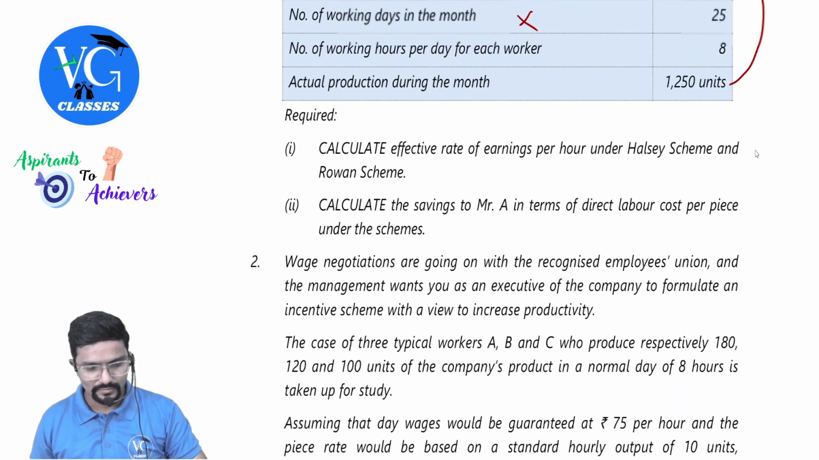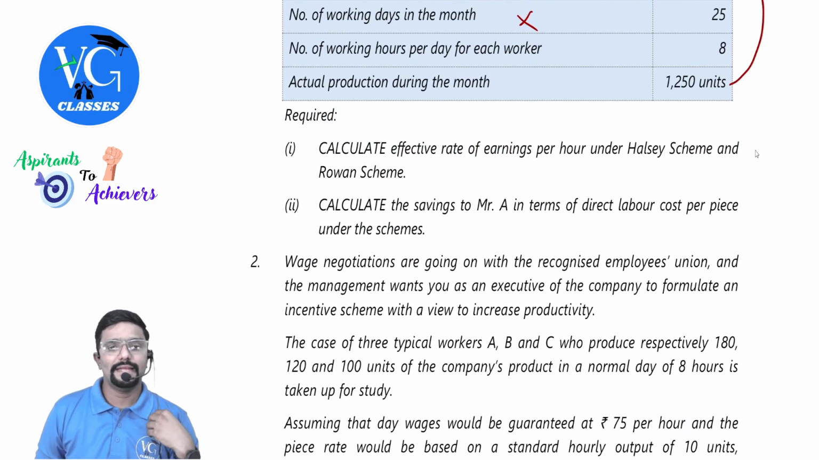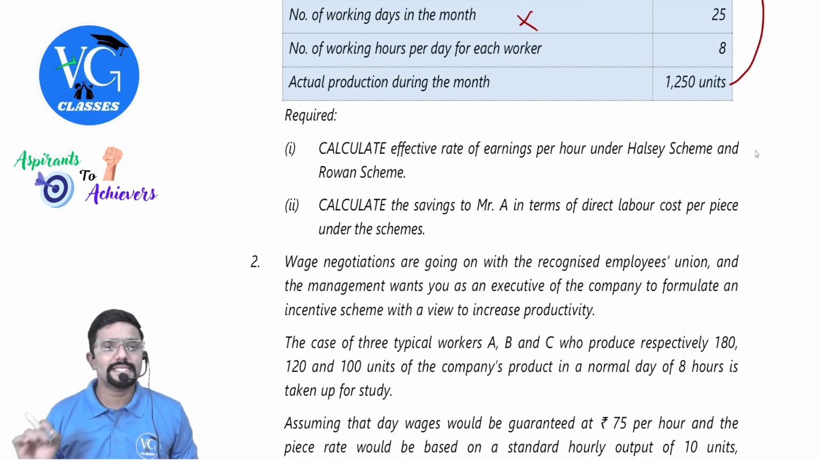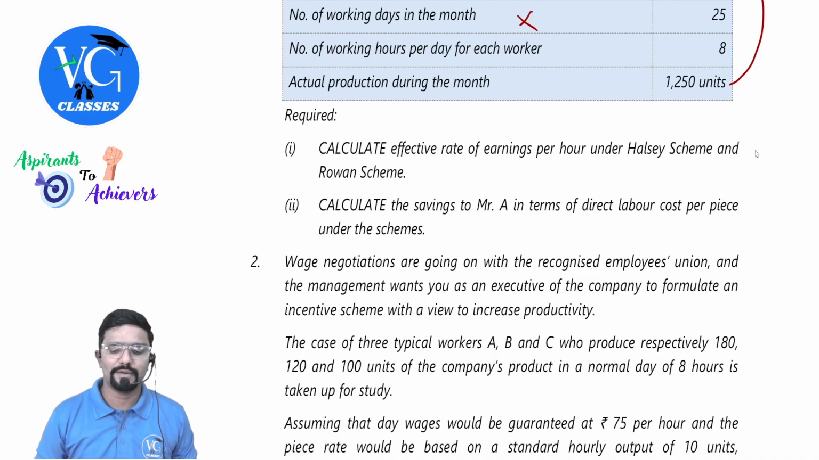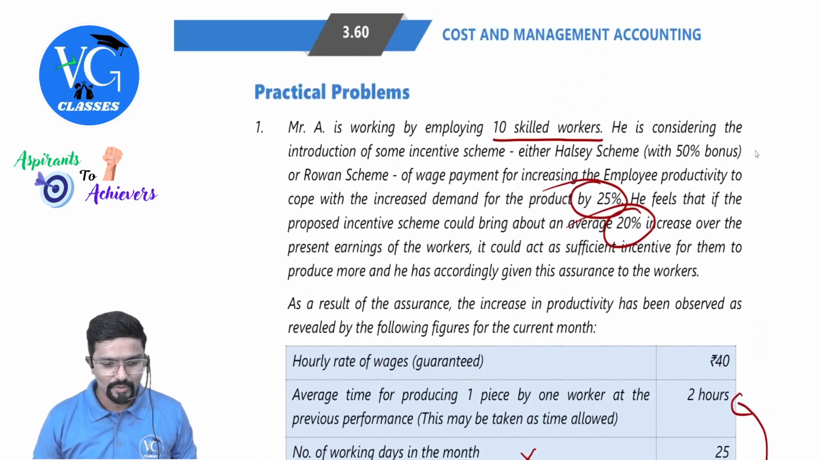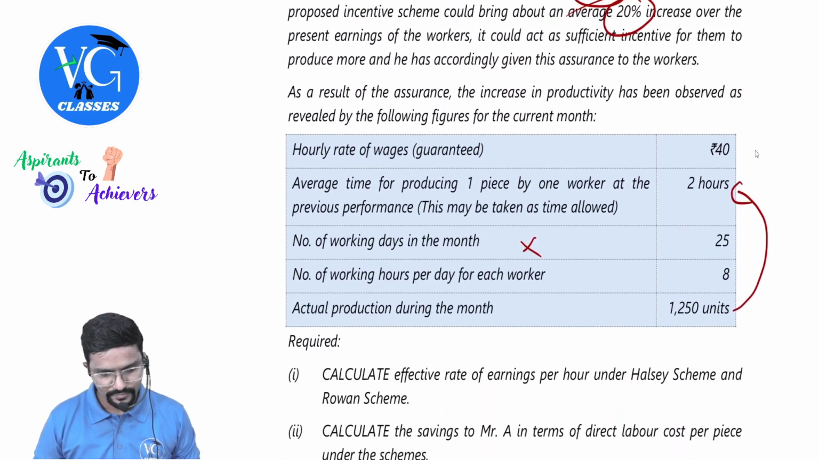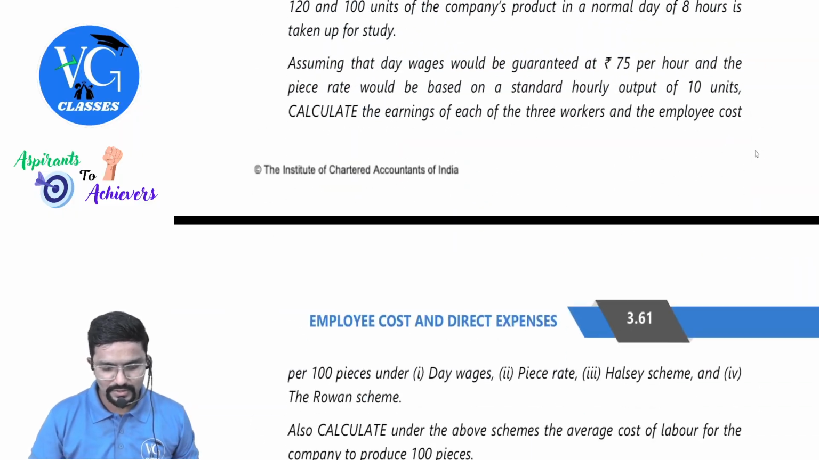2500. Okay. Calculate effective rate of earnings per hour under Halsey scheme and Rowan scheme. Also, next one, calculate the savings to Mr. A in terms of direct labor cost per piece under the schemes. Per piece is per unit. Okay, so let us go to the solution.